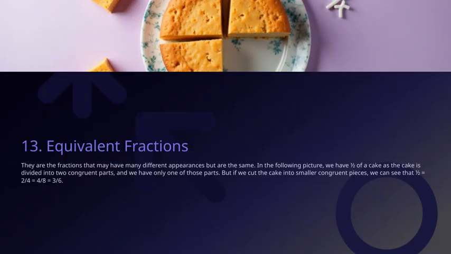Let's talk about equivalent fractions. These are fractions that might look different but actually represent the same part of a whole. For example, imagine a cake divided into 2 equal pieces. If I take just one of those pieces, that's 1/2. Now, if we cut that same cake into smaller equal pieces, say 4 pieces, 2 of those smaller pieces still make up the same amount of cake. So 1/2 is the same as 2/4. And if we cut the cake into even more pieces, like 8, 4 of those smaller parts are still equal to 1/2.